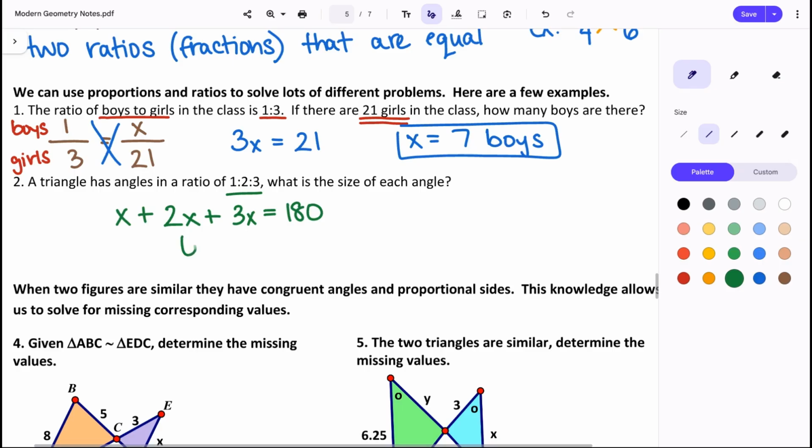6. So how much is x going to be? 30. They want to know, though, how much was the size of each angle. So what should we do? Plug in x for all of those ratio quantities up above. So it would be 30 degrees, and then what? 60, and then 90.